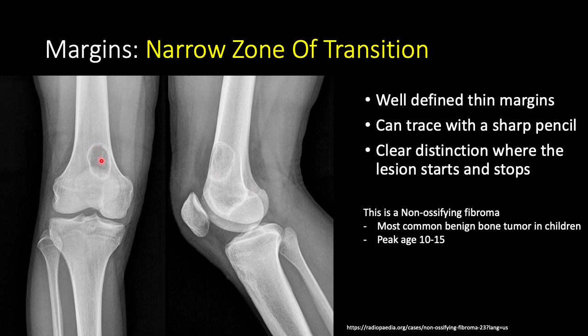This case was actually a pediatric patient, and this is what we call a non-ossifying fibroma. It has a pretty classic appearance here. You can see it's eccentrically located, sort of near the cortex, and again, very well marginated, narrow zone of transition, lucent, sclerotic borders. This is actually the most common benign bone tumor in children, and the peak age is at 10 to 15 years old.